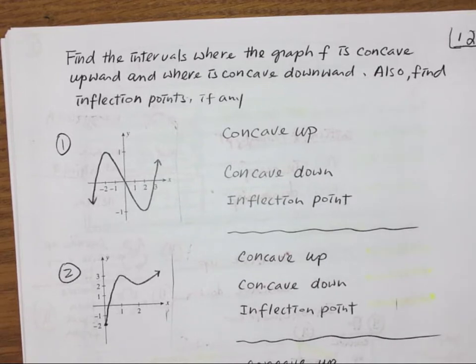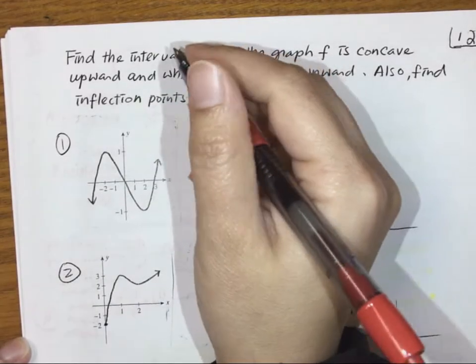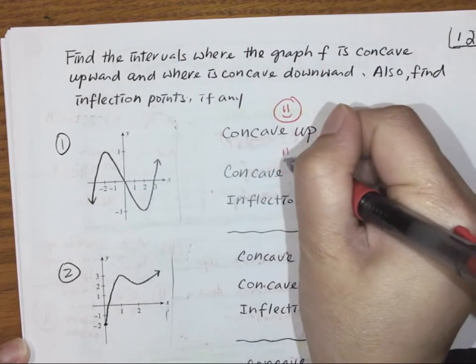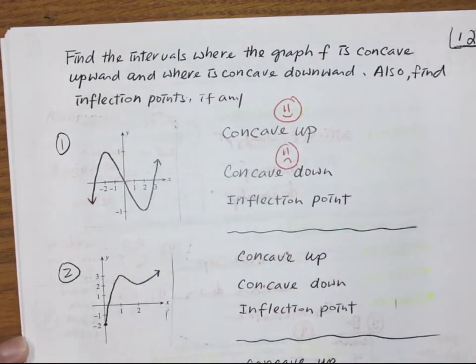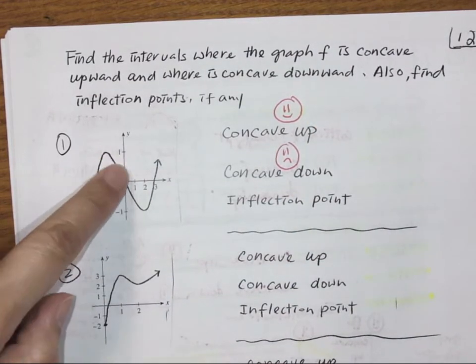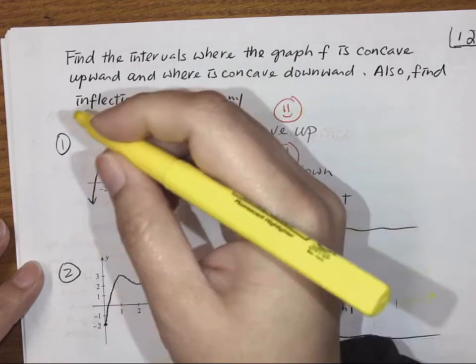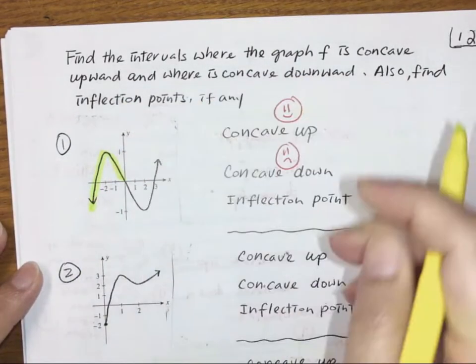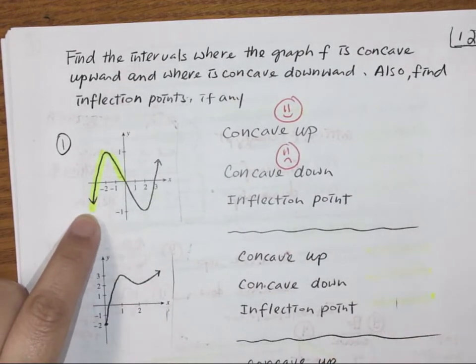So we want to find an interval where the graph F is concave up and where it is concave down. Remember, concave up is like a smiley face, concave down is like a frowny face. So I can see this looks like a sad face here, right? Between here to here, it looks like it's going to be concave down. How do I write that?